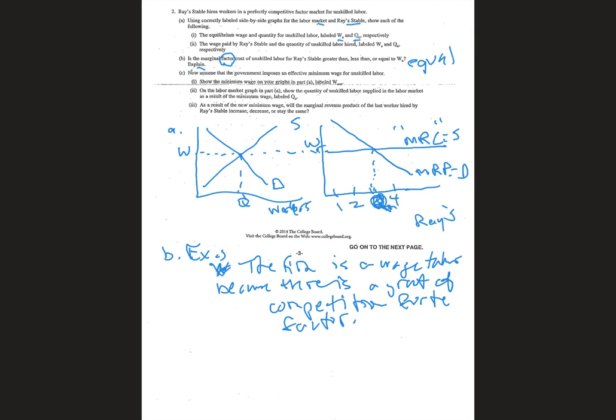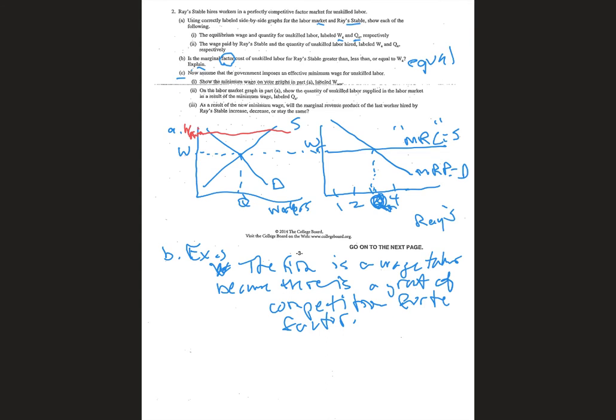Now assume that the government imposes an effective minimum wage for unskilled labor. So this effective minimum wage is first going to be imposed in the market. I'm just going to change my color here. So this is going to be the minimum wage. Now, I want to note something here. This is the wage, that is the minimum wage. Show the minimum wage on your graph and label it, W minimum. So that red line is now my minimum wage.